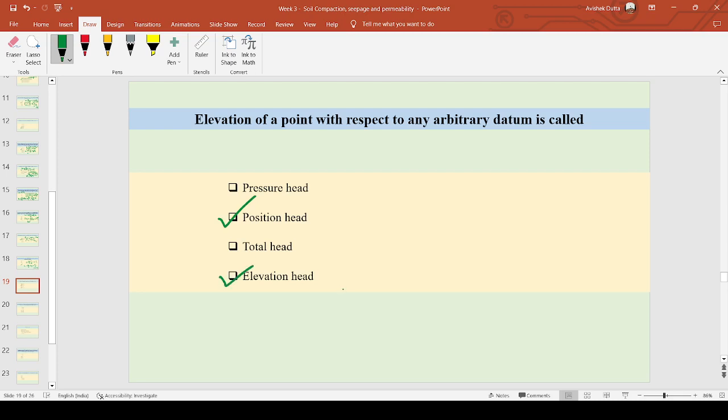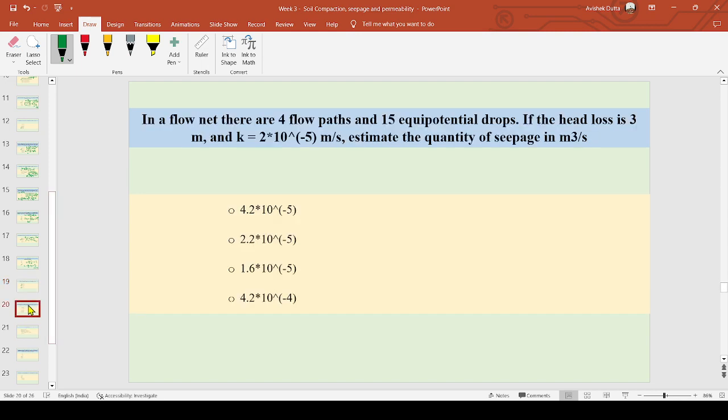Pressure head is due to the water pressure, and total head is the summation of all of them: velocity head, pressure head, and elevation head. Next question. In a flow net, there are 4 flow paths and 15 equipotential drops. If the head loss is 3 meter and K is equal to 2 times 10 to the power minus 5, estimate the quantity of seepage. Have you solved this question?